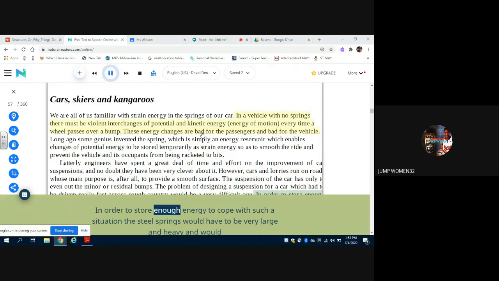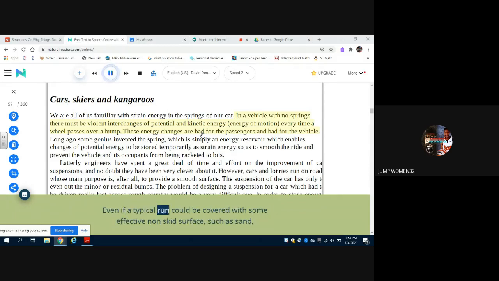In order to store enough energy to cope with such a situation, the steel springs would have to be very large and heavy and would in themselves constitute so much unsprung weight that the whole project might prove to be impracticable. Consider now the situation of a skier. In spite of the snow covering, most ski runs are vastly more bumpy than any normal road.